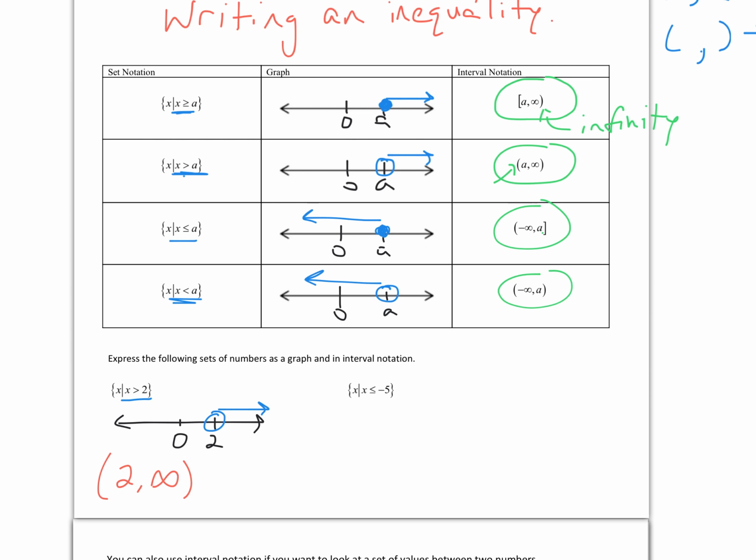For the next one, we have x is less than or equal to negative 5. Let's say this is negative 5 down here. Less than or equal to means include negative 5. Anything left is a solution. Our interval notation, this time, all the negative numbers come first. So negative infinity, always with a parenthesis. It ends at negative 5. That's the highest point in the solution set. Bracket, because we're including negative 5.